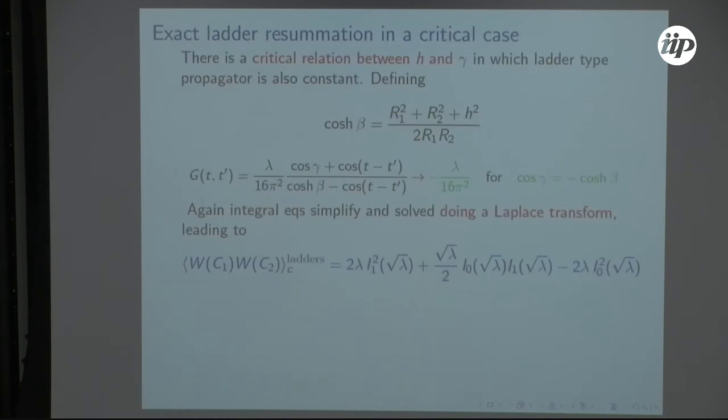This is still very difficult in general, but there is a critical case in which the ladder propagator, I am just collecting all space-time parameters, radius and space-time separation, in this cosh gamma. I'm using cosh because for real values this is larger than one. And then you see that the numerator and denominator are pretty much the same, with the difference that you have a cos gamma here and a cos beta there. If you were able to take cos gamma equal to minus cos beta, this becomes constant. The same constant as before, but with a different sign.